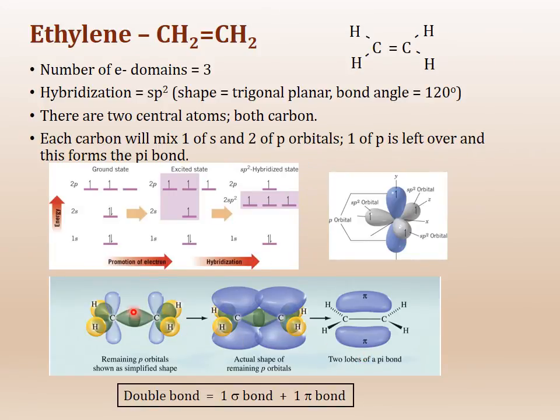The pi bond is considered to be one bond over here. Why? Because there is one p orbital here and one p orbital here. So if you have these two overlapping, you will get only one bond between them. So a double bond will have one sigma bond and one pi bond. That's what this is.